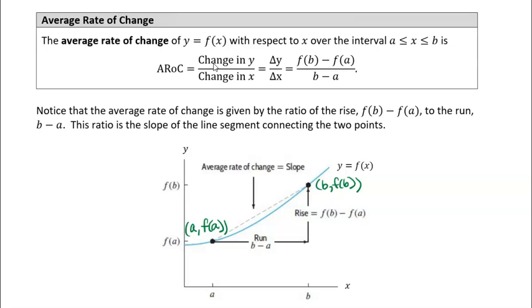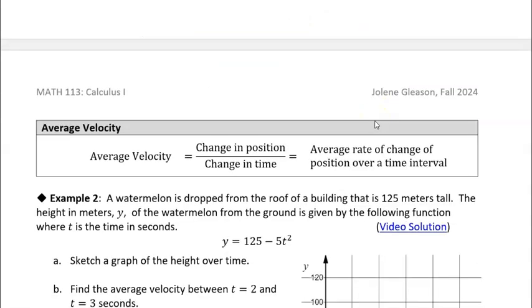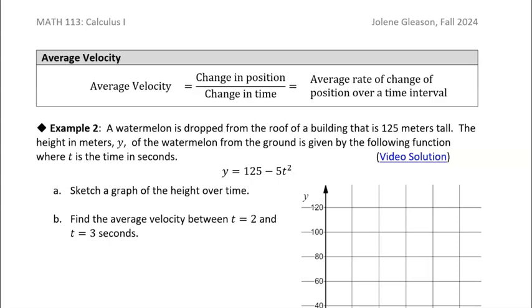Now in this example, we're going to look at a particular application of average rate of change where our function is a function for the change in position. It's the function for position over time, so essentially distance over time. When we calculate the average rate of change for a function that gives us distance in terms of time, that average rate of change is average velocity. So this is just a specific case of average rate of change.